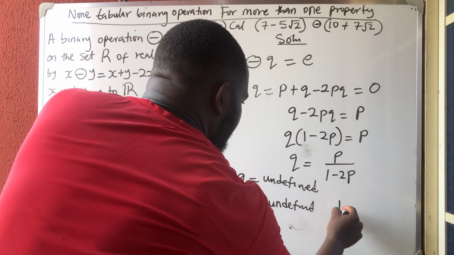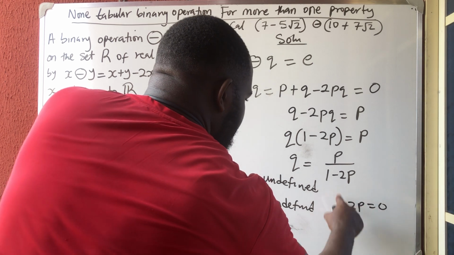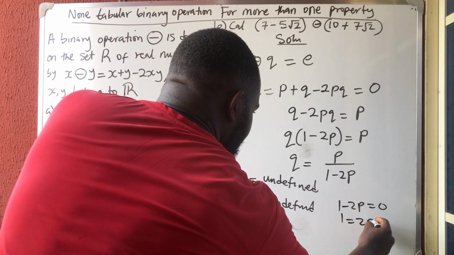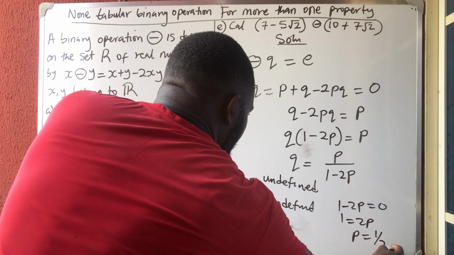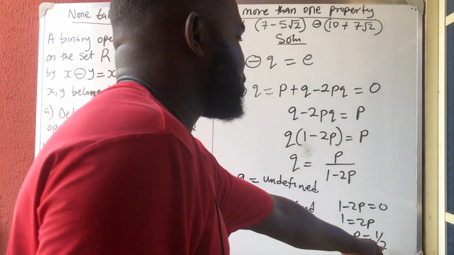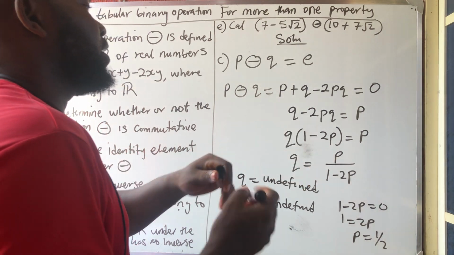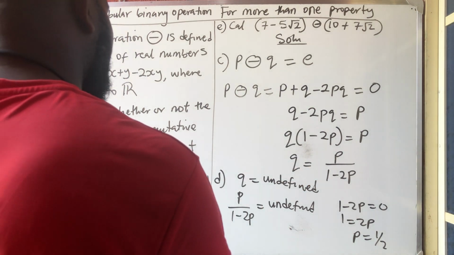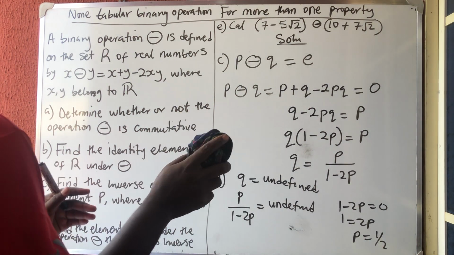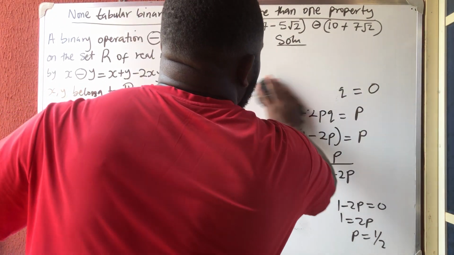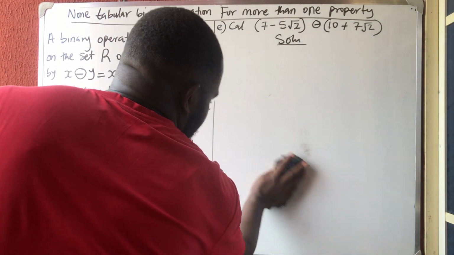So let me solve it here. 1 minus 2P is 0. So therefore 1 is equal to 2P. So therefore P is equal to 1 over 2. If you put 1 over 2 here, it will make the inverse undefined. So it will not have an inverse. So that is that.